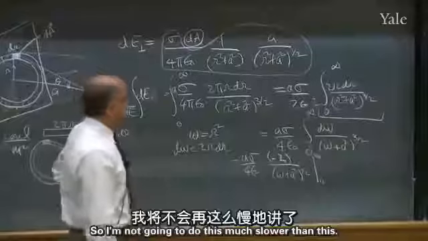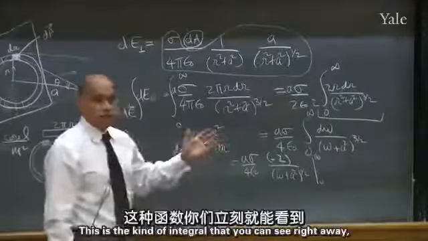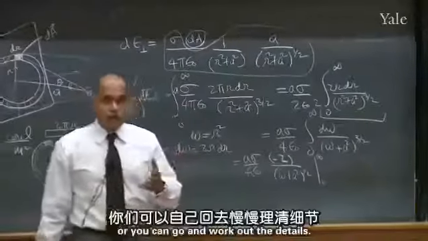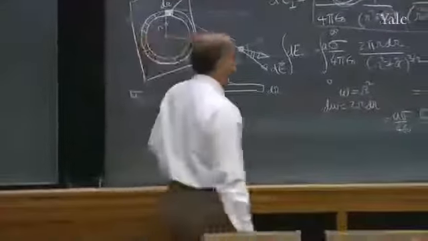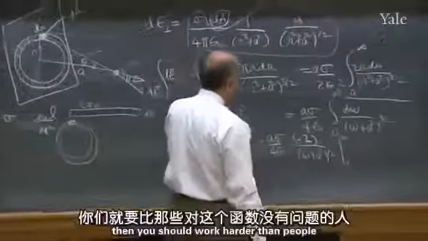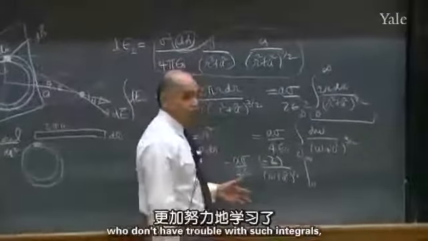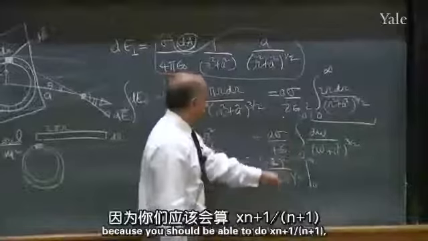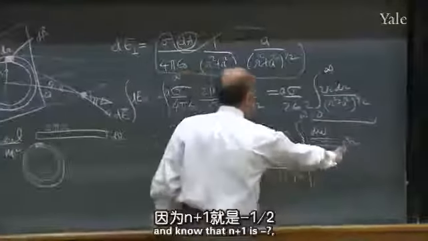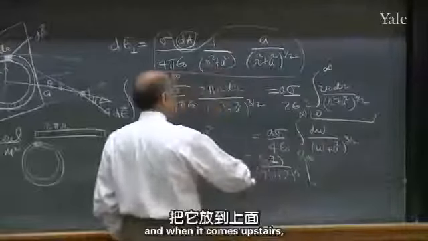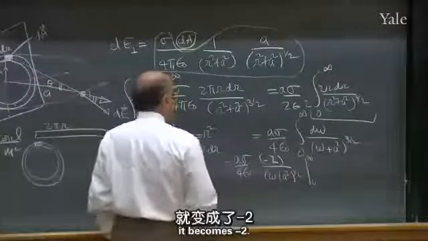So I'm not going to do this much slower than this. This is the kind of integral that you can see right away, or you can go and work out the detail. This is something you should do. If you have trouble with such integrals, then you should work harder than people who don't have trouble with such integrals, because you should be able to do x to the n plus 1 over n plus 1 and know that n plus 1 is minus 1/2, and when it comes upstairs it becomes minus 2.